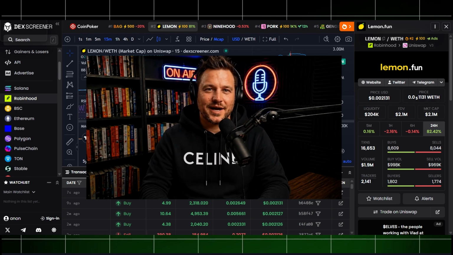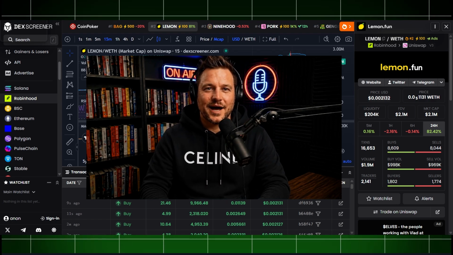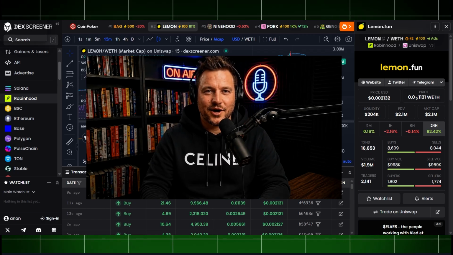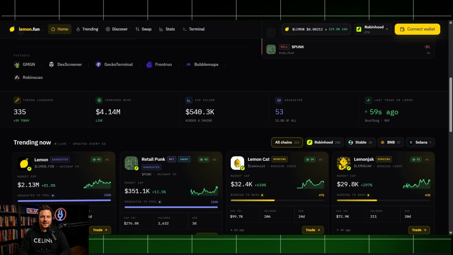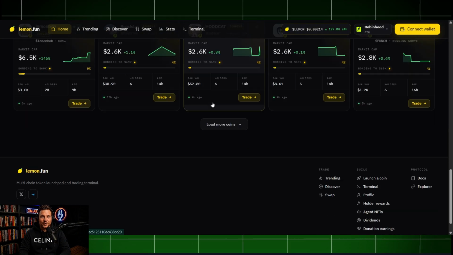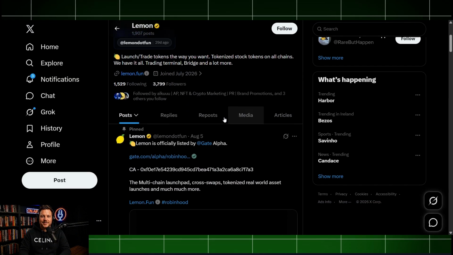Before touching the chart, ask yourself, does this project actually have something behind it? Is there a clean website like lemon.fun? Is the X account active? Is there a real community engaging with the token? Or is the entire thing just bots and hype?